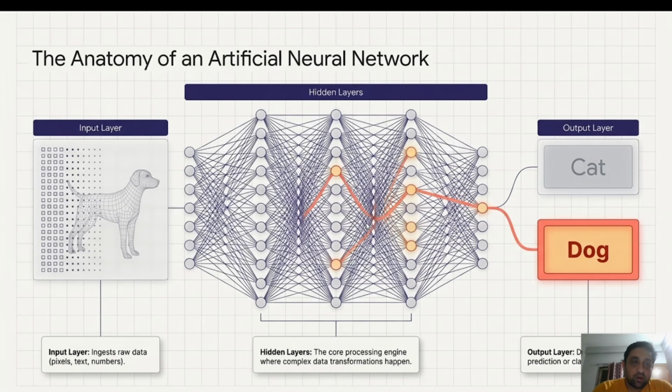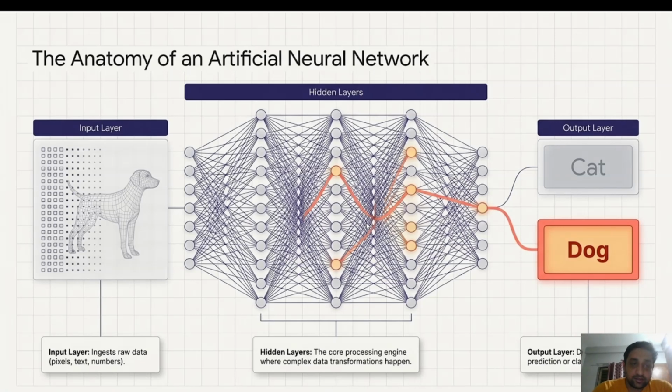The input layer on the left receives raw data. In this example, the input is a dog image broken down into thousands of individual pixel values. Each pixel is a number. A 200 by 200 image becomes 40,000 input values.